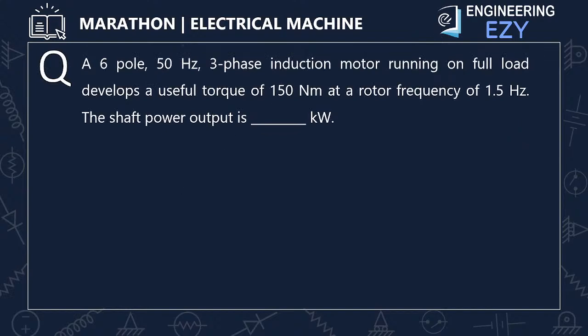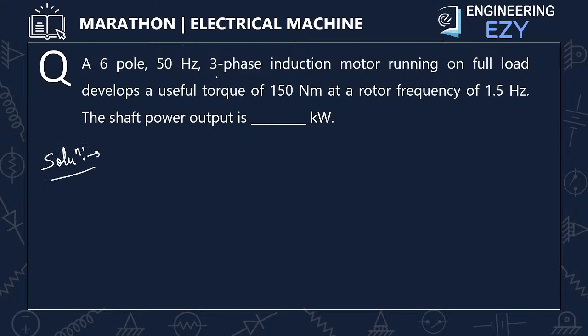Yes, again this question is related to induction motor and the power flow diagram. A 6 pole, 50 hertz, 3-phase induction motor is running at full load. It develops a useful torque, meaning shaft torque, of 150 Newton meter at a rotor frequency of 1.5 hertz. What is the shaft power output in kilowatt? So easy question, you can easily calculate.